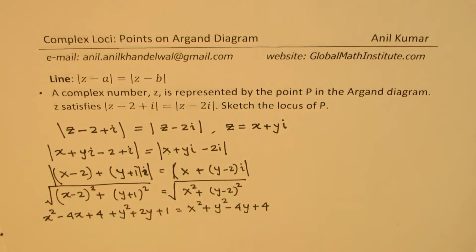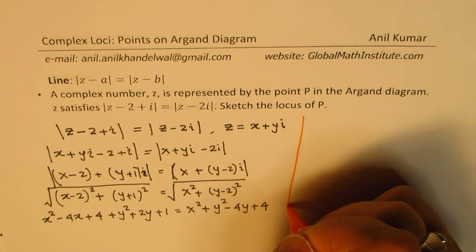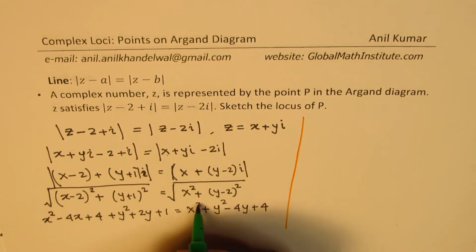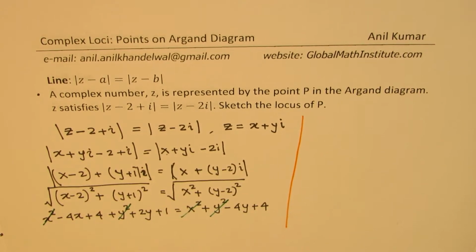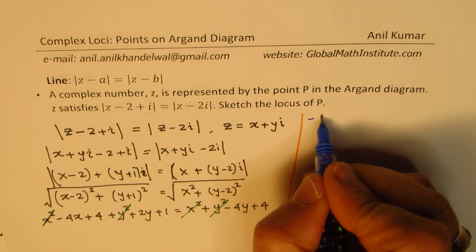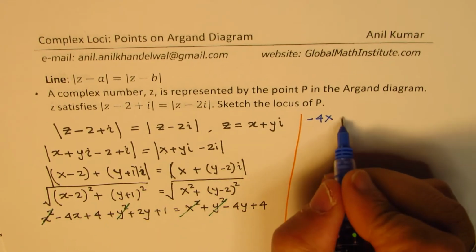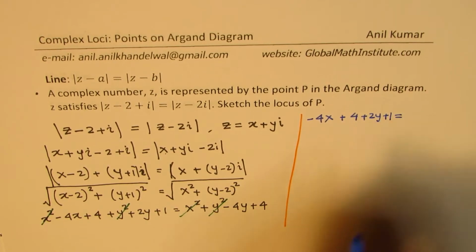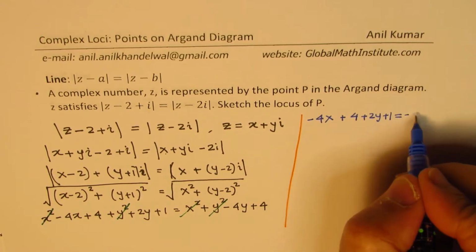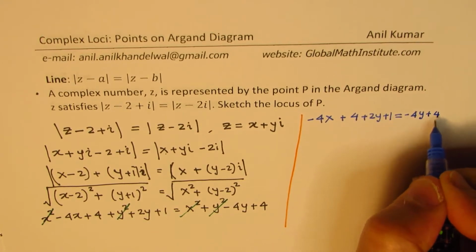Correct? We can now rearrange the terms, simplify. So you'll notice that x squared cancels, y squared and y squared also cancel. So we can rewrite this equation as: we have minus 4x on the left side, then plus 4, plus 2y, plus 1 equals 2. On the right side we have minus 4y plus 4.